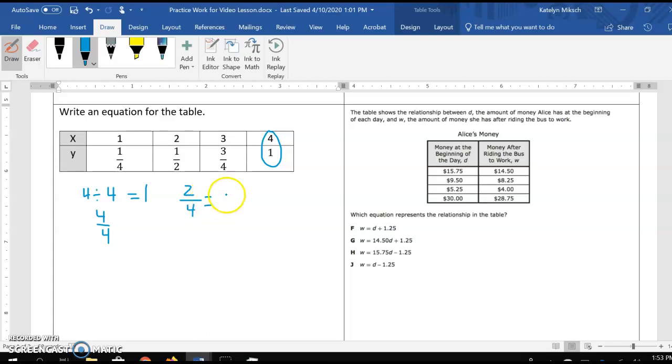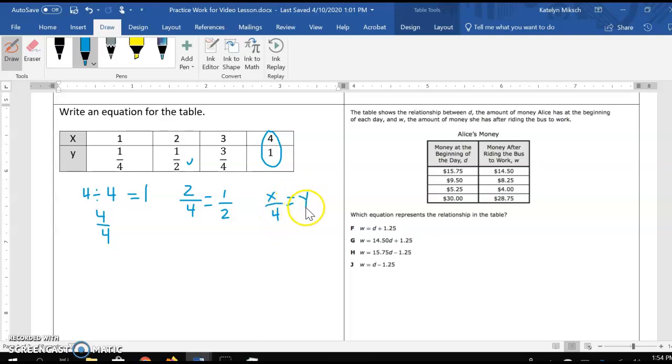2/4 is the same thing as 1/2. We can simplify that fraction, divide the numerator by 2. 2 divided by 2 is 1. 4 divided by 2 is 2. So 2/4 is the same as 1/2. So dividing by 4 actually works out. And then if I'm checking my rule still, 1 divided by 4 would give me 1/4. So it looks like in this table, I'm taking my input, my x, and dividing by 4 to get my output.